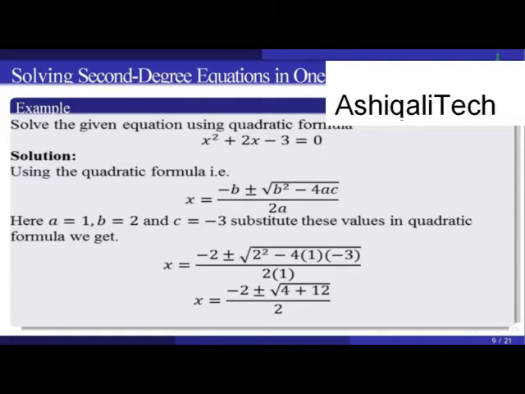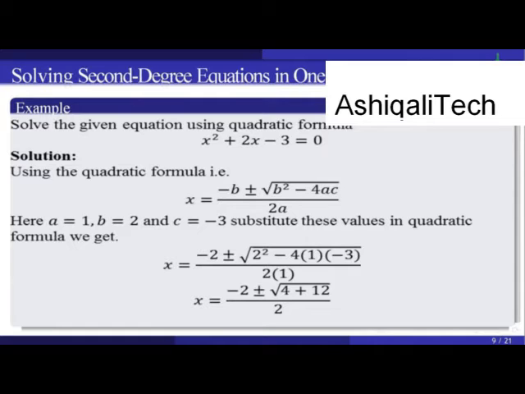Now from the above equation x² + 2x − 3 = 0, we can see that a is 1, which is the coefficient of x², b is 2, which is the coefficient of x, and the constant term is c = −3. So substitute these values in the quadratic formula, we get that x = (−2 ± √(2² − 4 × 1 × (−3))) / (2 × 1).